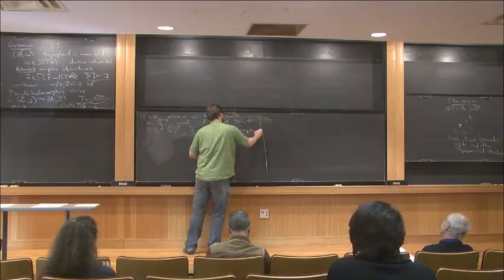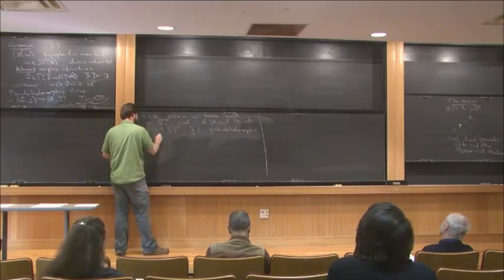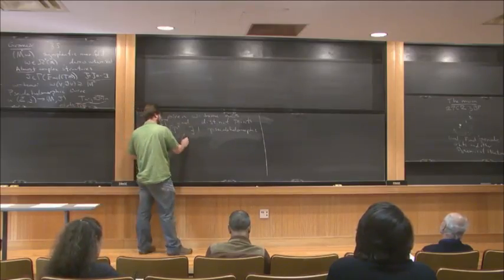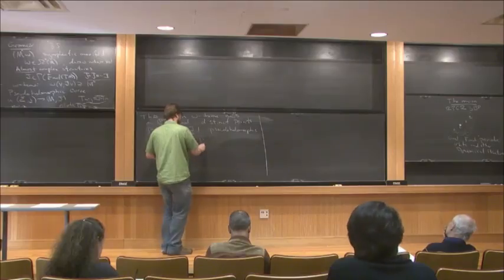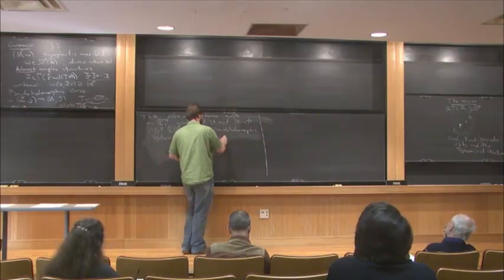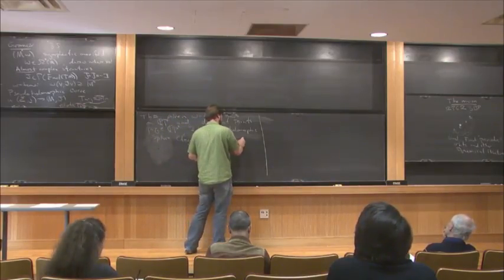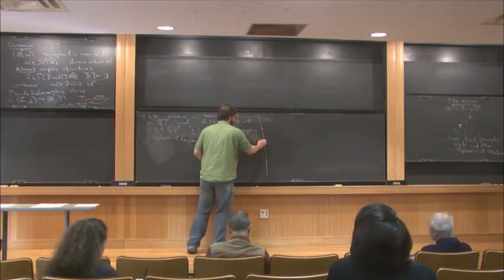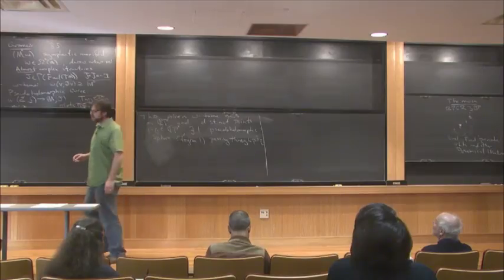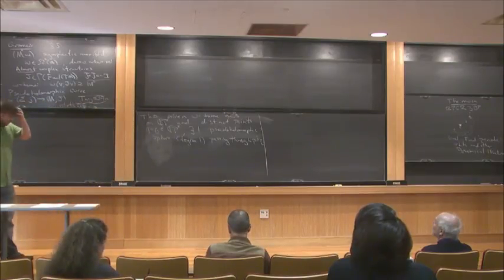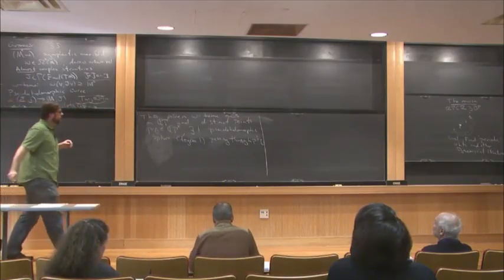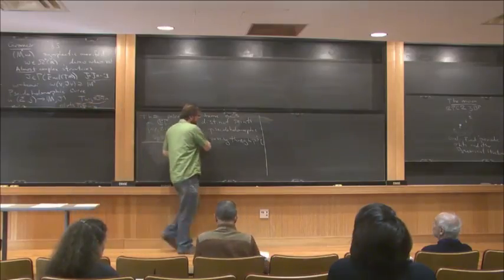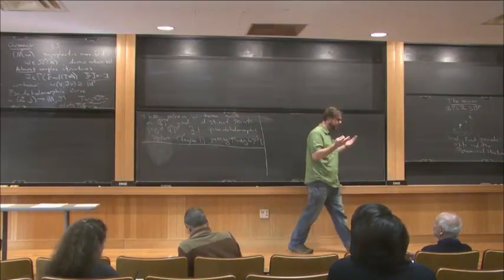pseudo-holomorphic sphere with degree 1 passing through P and Q. So this will turn out later to be a rather useful result.